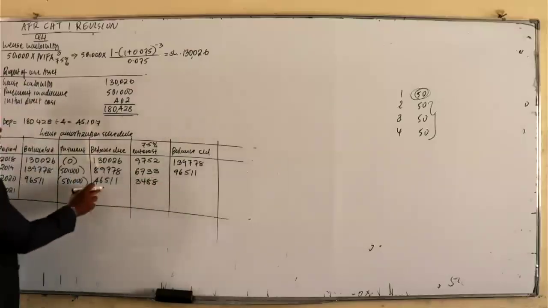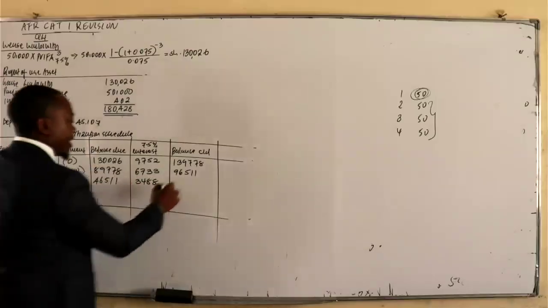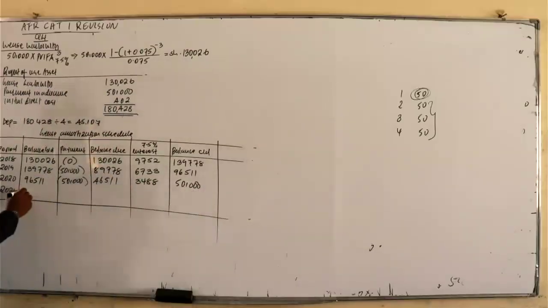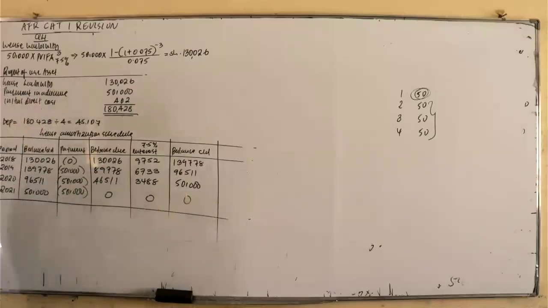You take the balance brought down, you add the interest to get the balance carried down. You get approximately 50. The balance carried down becomes the opening balance. We have 50. Then we are paying in advance an amount of 50, and your balance will be 0.